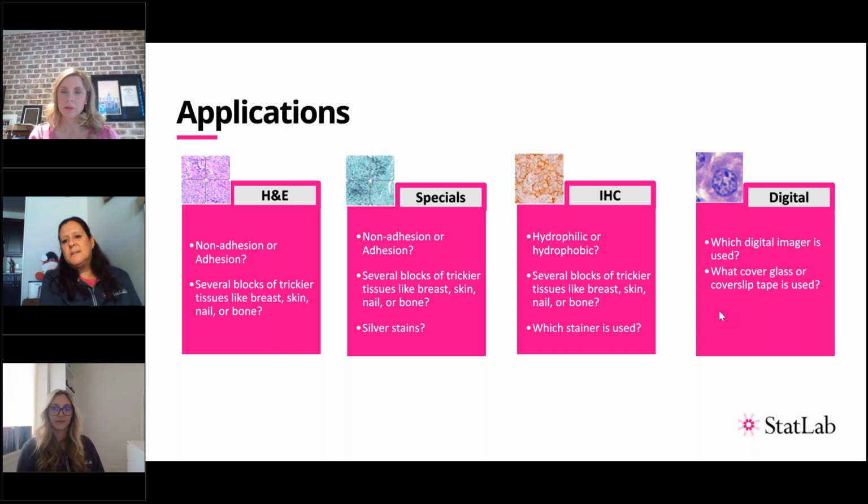Do you have several blocks, again, of those trickier tissues that are harder to stay on during IHC? So do you need a slide that has a little bit stronger adhesion? Also, which stainer do you use? There are specific slides that are recommended for each stainer, so you'll have to pay attention to that as well. And then also with digital pathology, this is a little bit newer, but you may need to look at what digital imager you're using. And also, what kind of cover glass or cover tape are you using? Is that going to affect anything with your imaging as well? So these are questions to think about to try to start figuring out what kind of slides you need to use.